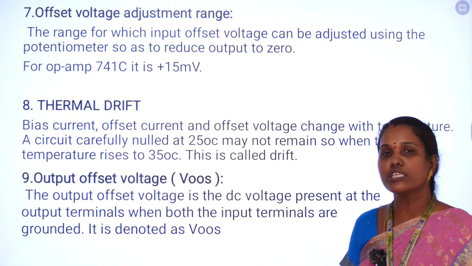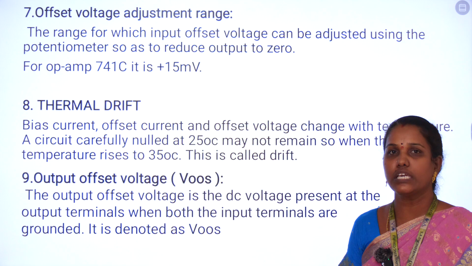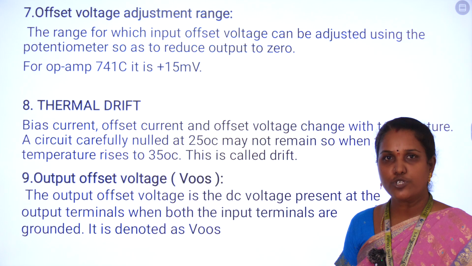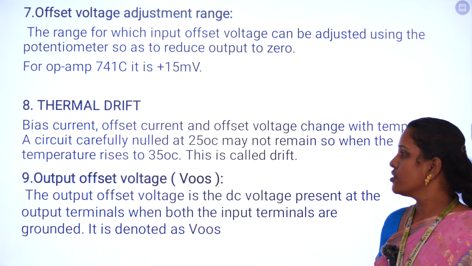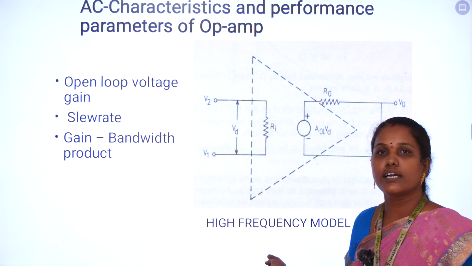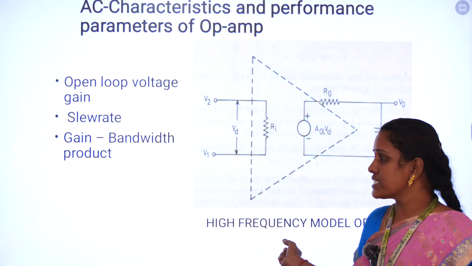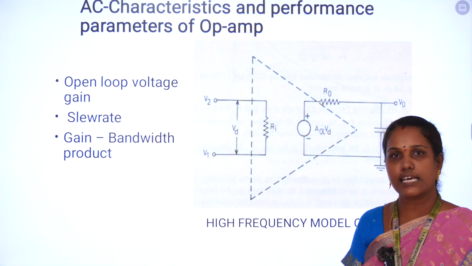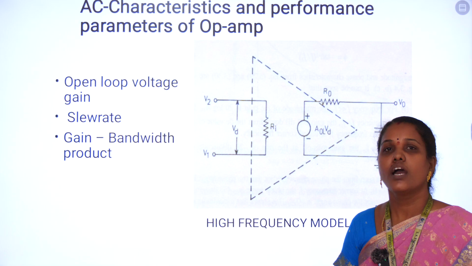Above this 25 degrees Celsius, what will happen? Unnecessarily the bias current, offset voltages or currents will increase, so the output is not equal to 0 even when the difference of the input signal is equal to 0. So you want to nullify these unwanted voltages and offset current. That's why the offset null is available on pins of the IC741.